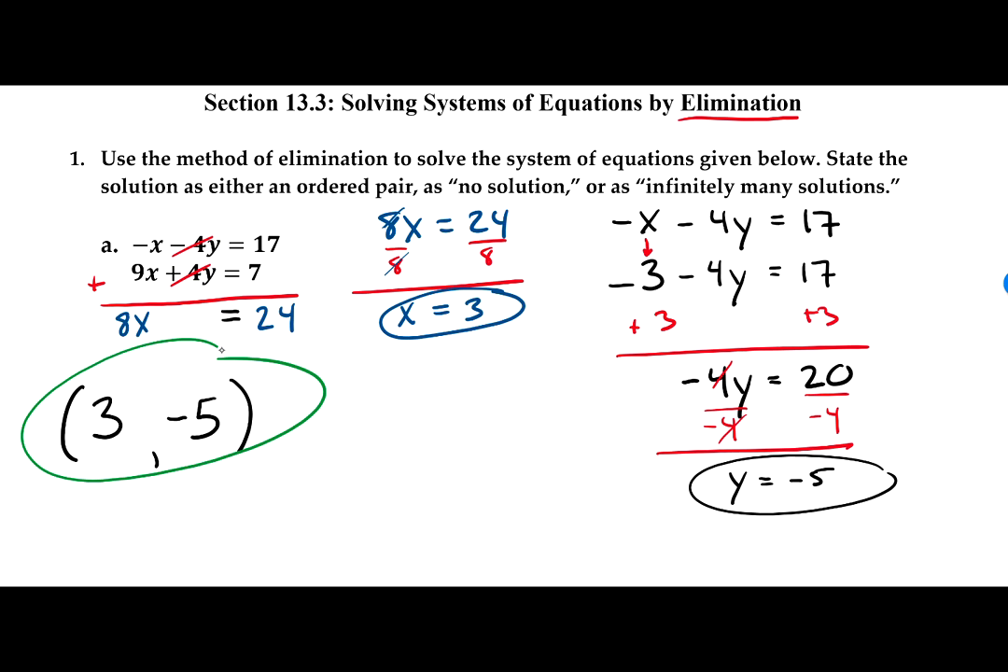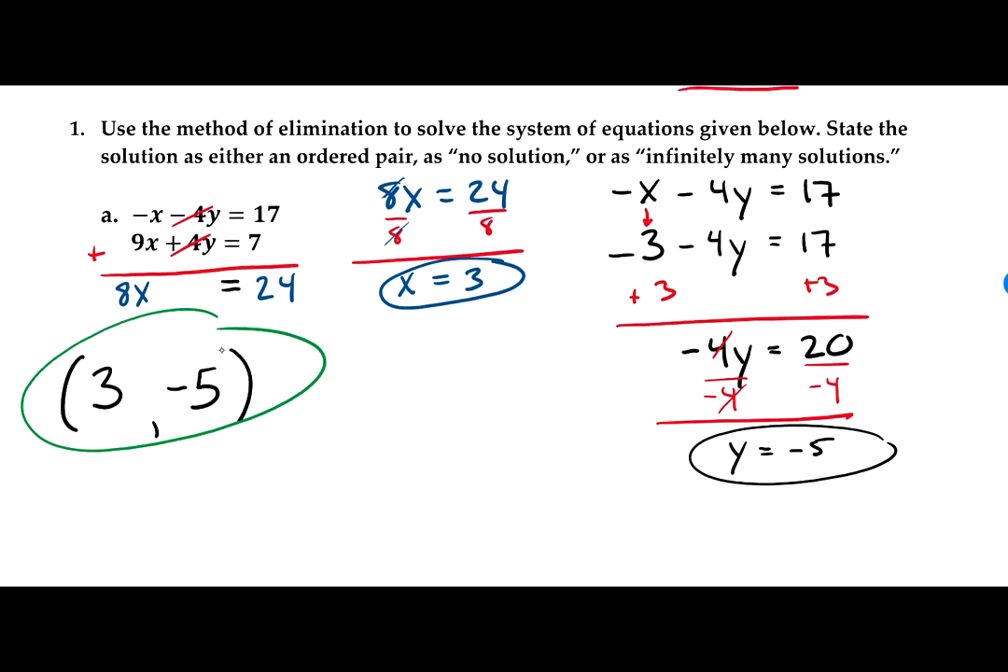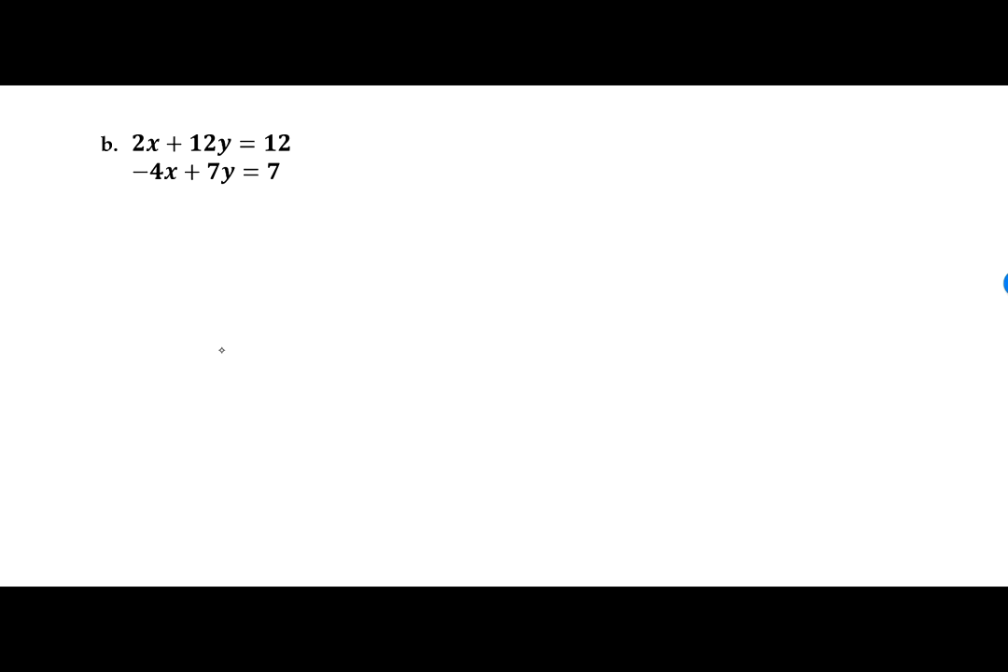Now, like I said, this problem was set up very nicely. One equation had a negative 4y, one equation had a positive 4y. Usually that's not going to be the case. So let's look at another problem, number 2. Now, if we were to add these two equations together, it wouldn't be very helpful because the x's would remain. A 2x and a minus 4x would be a negative 2x. A 12y and a 7y would be 19y, and 12 plus 7 is 19. So all that did was give us a third equation, which we don't want.